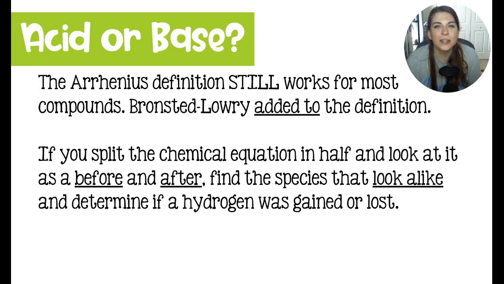Now, if you have to determine if something is an acid or a base, this is my strategy. Number one, the Arrhenius definition is still going to work. So if you can get the Arrhenius definition to work for you, start there. The Bronsted Lowry theory just added on to this definition. So if Arrhenius works, then it's still correct. Secondly, you can look into splitting the chemical reaction into a before and after, and then you find the species that look alike. And then in doing that, you can figure out if a hydrogen was gained or lost, and I'm going to show you what I mean.